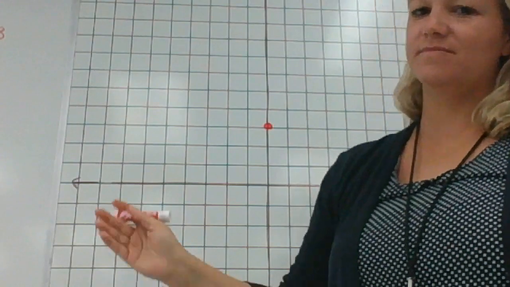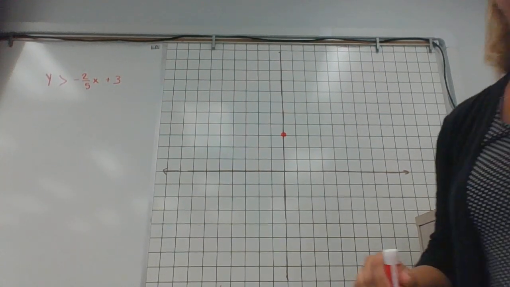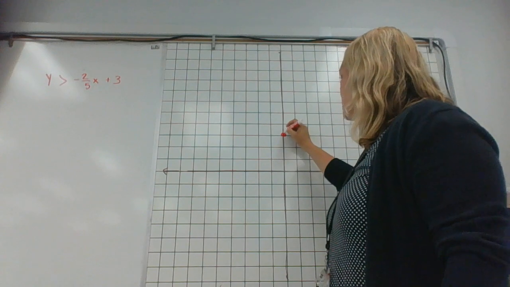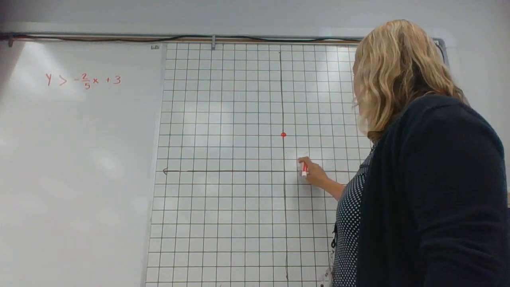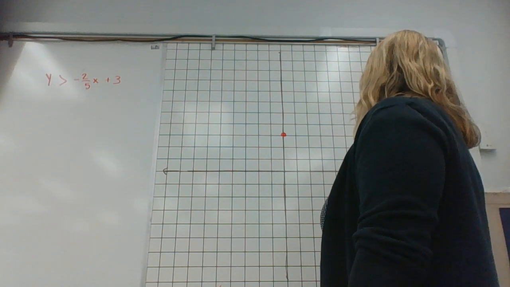3. Very good. So as we graph this, all right, here's the 3 that we're starting at. Y-intercept, 3. Then down 2 over 5 as our slope. Down 2, right 5. Down 2, right 5 as our slope.